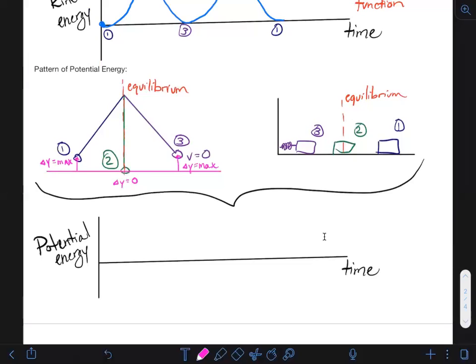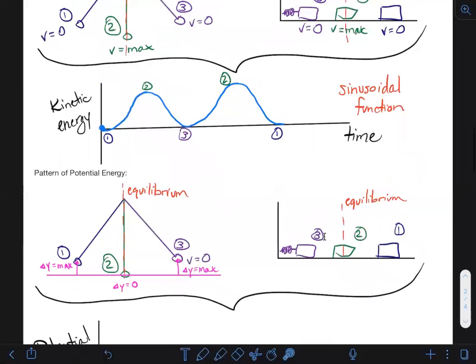Okay, and this is really the opposite of what we saw with kinetic energy. Kinetic energy, we saw that at the extremes, our velocity was 0. Now at the extremes, our height is maximized. So we're maximizing potential energy at the extremes. We are minimizing our potential energy by going through the middle, which again is the opposite of what we saw for kinetic energy. So that's something interesting we should keep in mind.